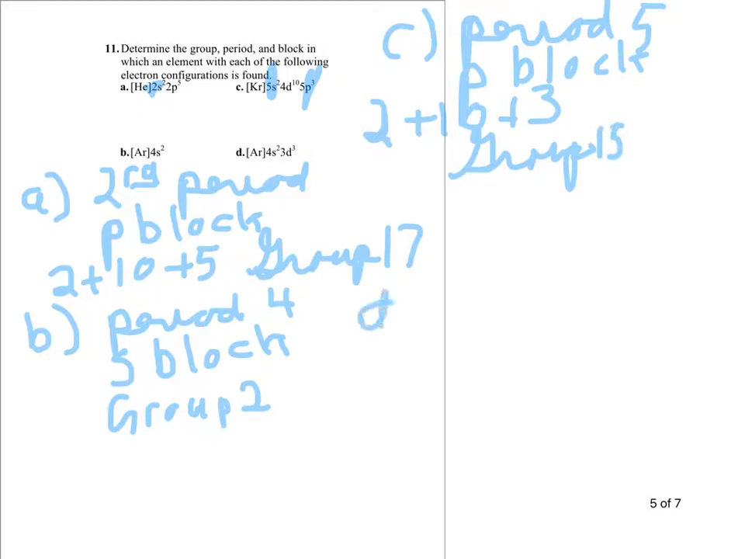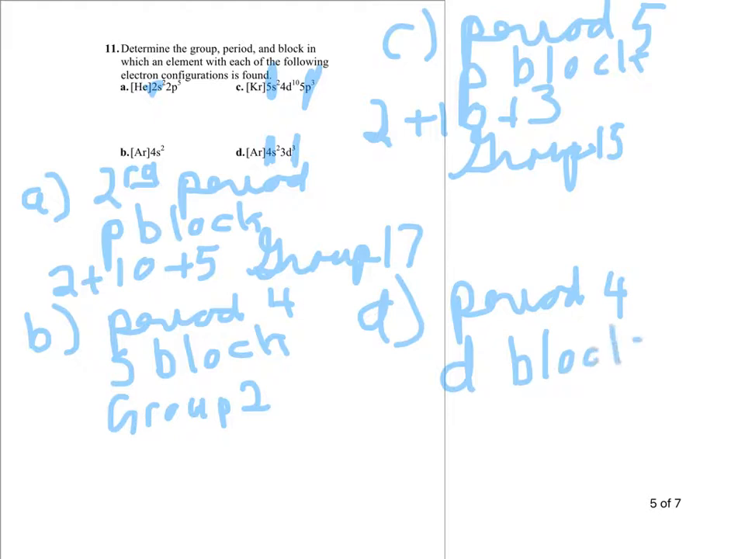And D, look at it, we got a 4s2, so we're in period 4. We got a 3d3 out at the end, so let's start here, and then we look out here. So we're in D block this time. D block, we got 2 for the S, plus we're at D3, so 3 means we're at group 5.